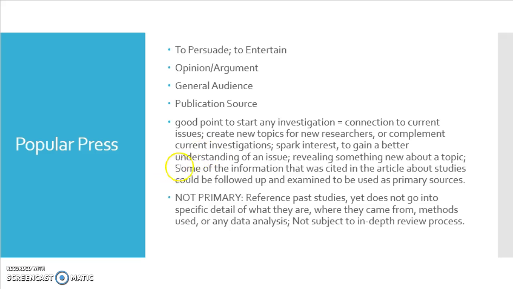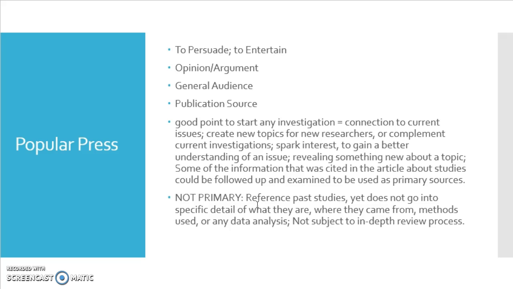It might even reference some other scholarly articles that you could then follow up and find, as this article did. For those reasons, you might utilize it in, say, the introduction to a research paper or even in the discussion section. But where you wouldn't use it would be in the literature review because it's not primary. While the authors of this article do reference past studies, they don't go into specific detail of these studies. They don't talk about what methods were used or how the data was analyzed. They didn't actually conduct the research themselves.